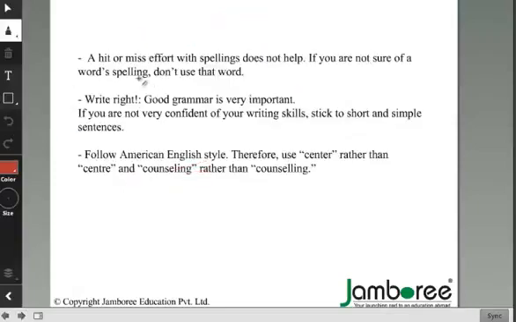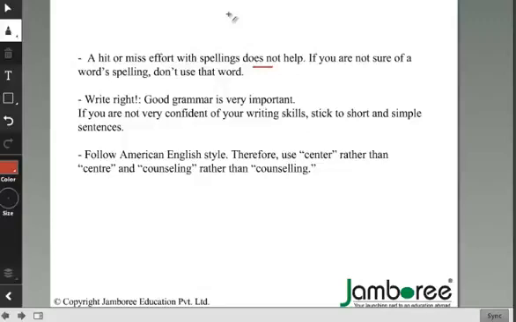A hit or miss effort with spellings does not help. You should know that the AWA software, the software using which you will be typing your AWA essay in GRE, does not have spell check or grammar check. So you will have to be very careful with your spellings. A lot of us work on MS Word, which automatically gives us the correct spelling, so our spellings are probably not as good as they should be. But for GRE, to write your AWA essay, you have to make sure that you don't make spelling errors.